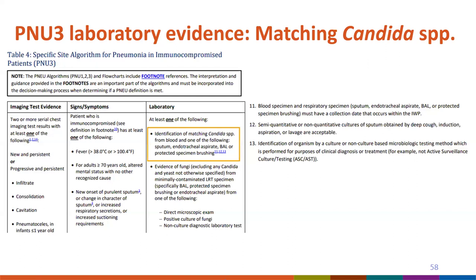And footnote number 12 indicates that a sputum specimen is an eligible specimen and that any quantity of Candida identified is eligible. So table 5 requirements do not apply to this laboratory element. And footnote number 13 indicates that the organisms can be identified by either culture or non-culture based testing methods. Of note for this laboratory element, the requirement is for matching Candida species. So this means that at least one of the specimens, either the blood specimen or the respiratory specimen, must have a Candida organism identified.